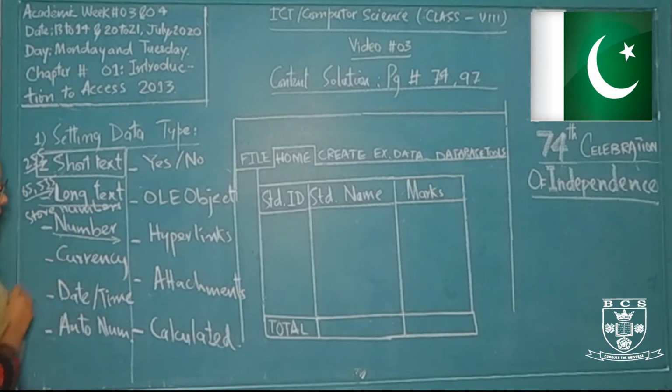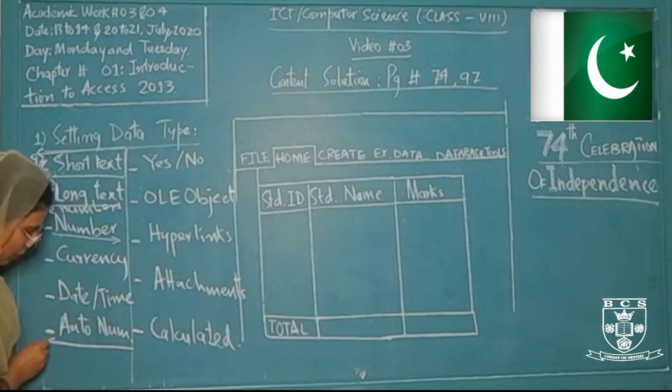After that, there is currency. In the currency category, we can add any type of currency in different formats. After that, there is the next category of date and time. In date and time, we can add any date or time in the format required, or any other format that is provided by Access 2013.